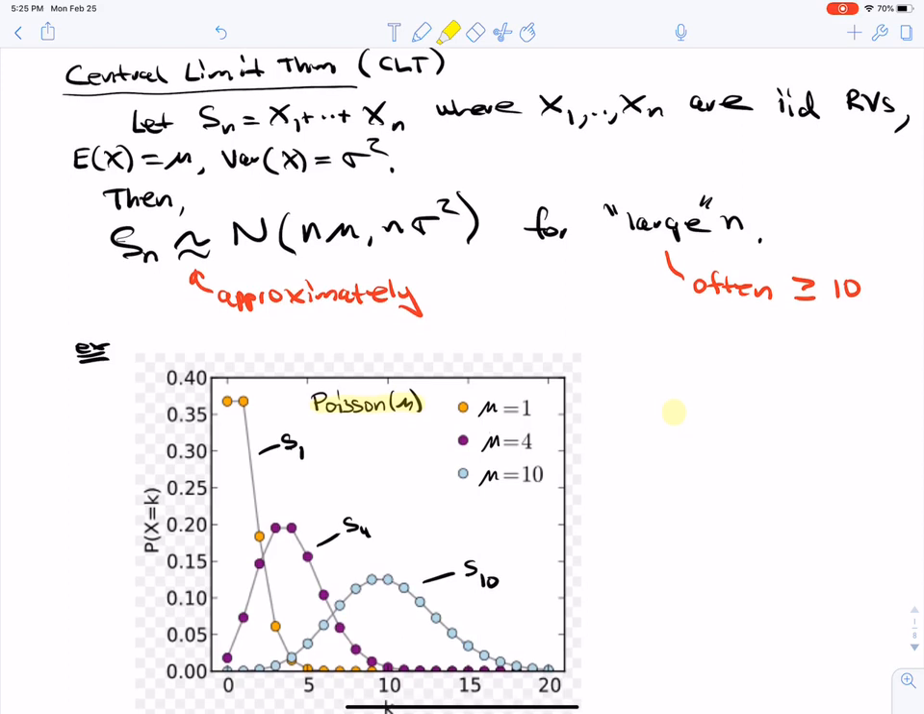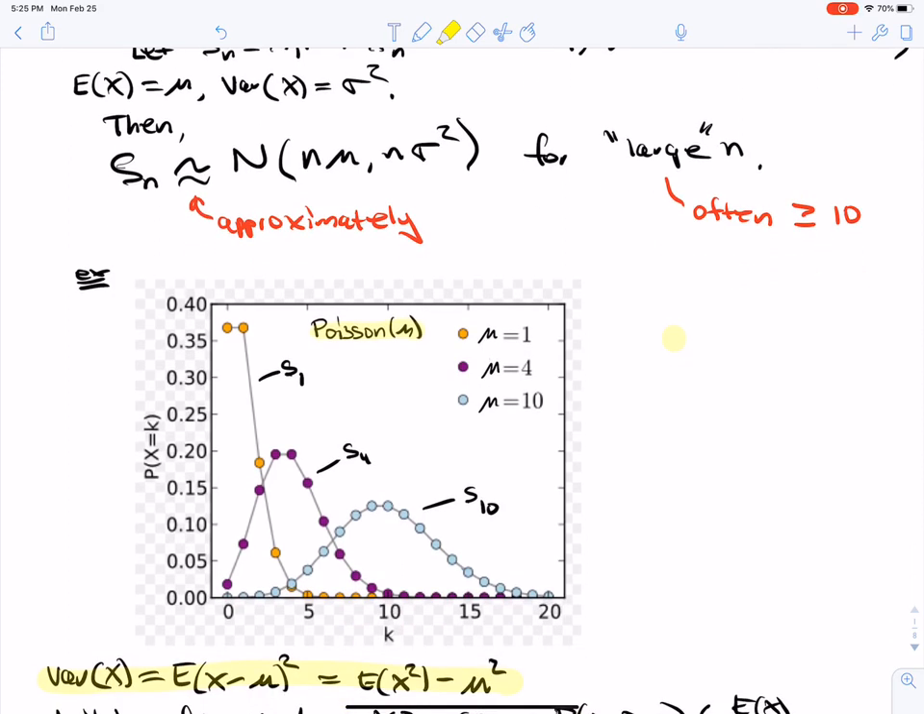So let's take a look at an example here. Say X is Poisson 1. So you can see what S4 looks like, as well as S10. You can see S10 really does look approximately normal.